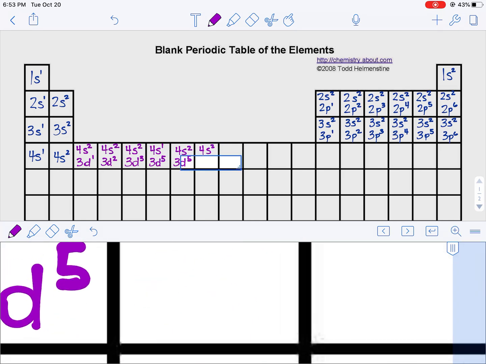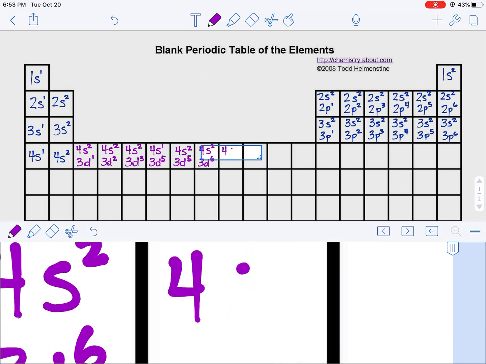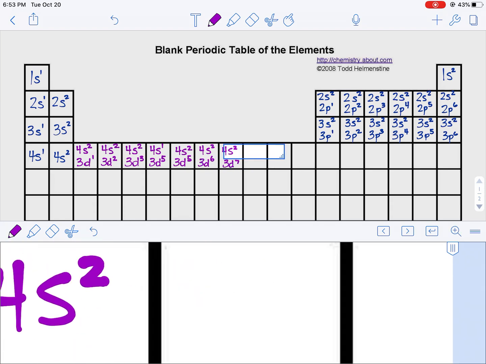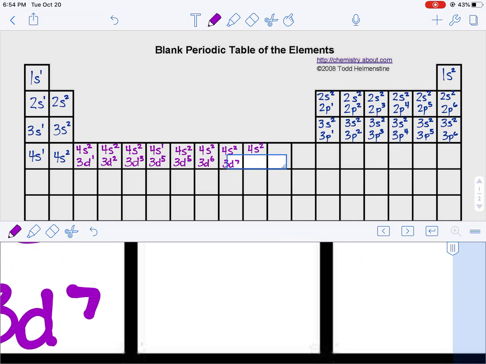26th electron, I'm sure you can get the hang of the pattern here. 27th. 28th.